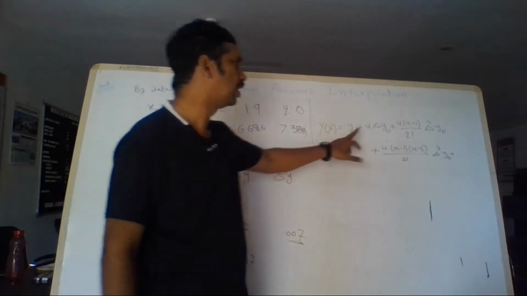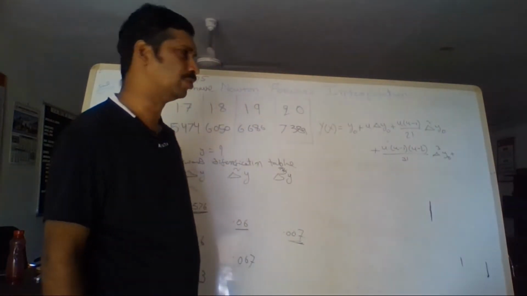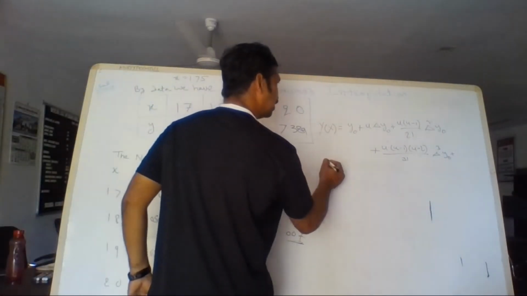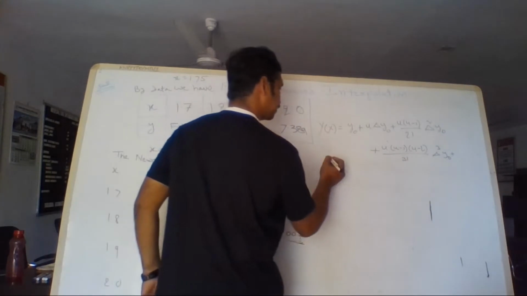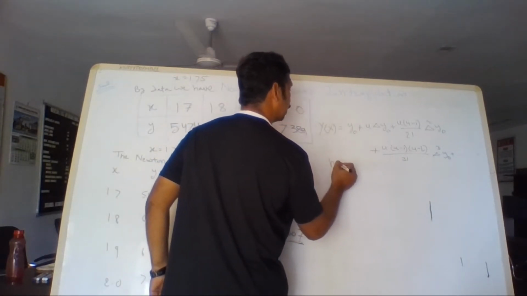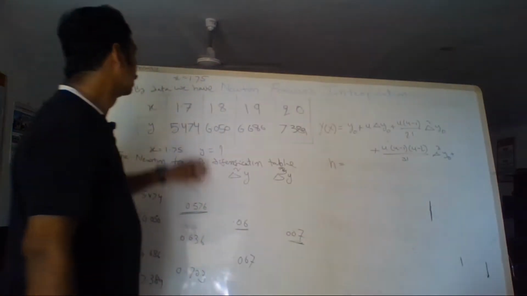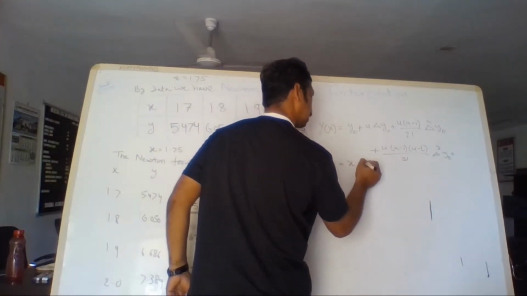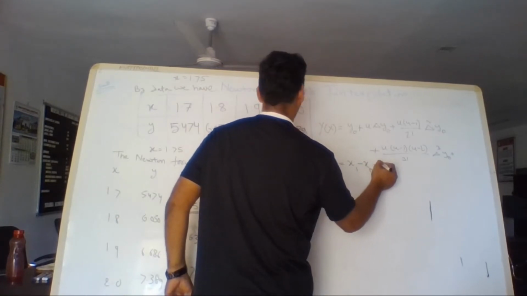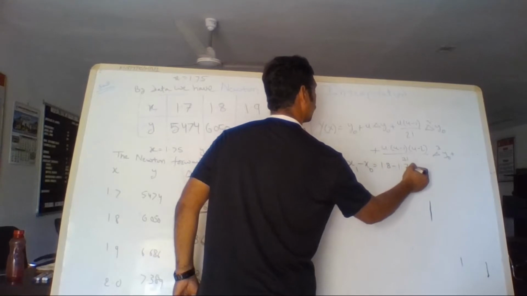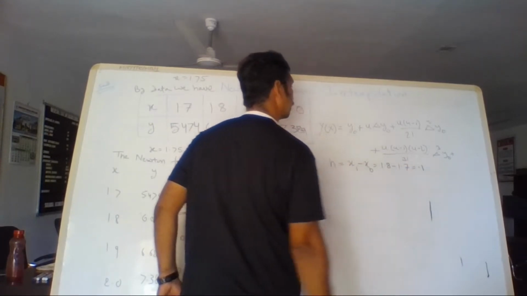In this one we have to know the value of u. The difference between this one and this one, h equal to x1 minus x0, 1.8 minus 1.7, equal to 0.1.